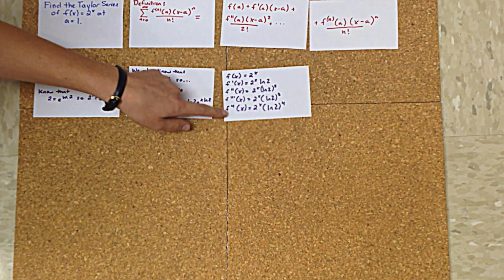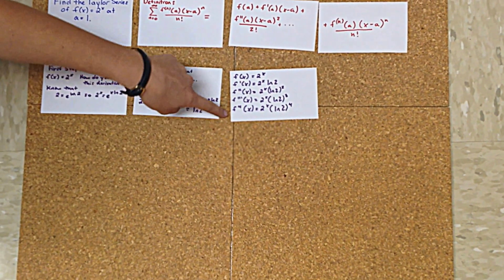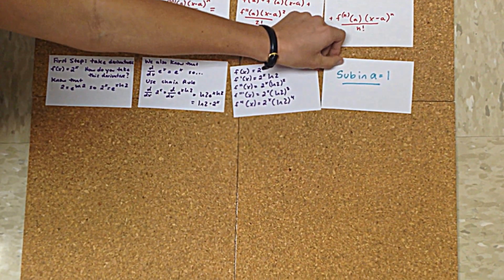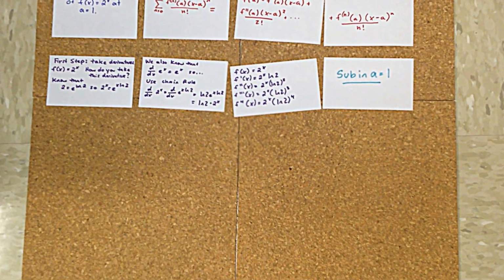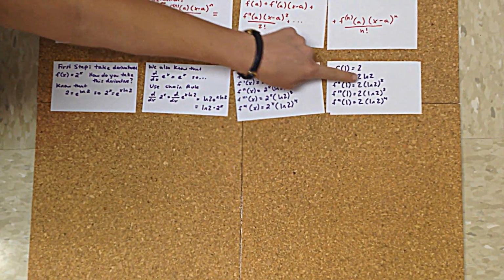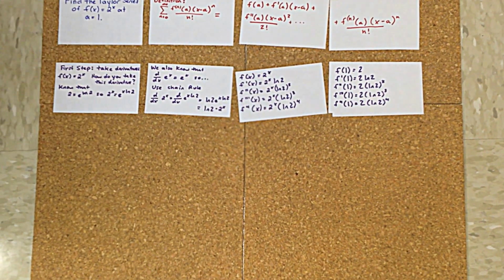And it goes on, and we want to do a few of these derivatives so that we can develop a pattern. And so the next step is to sub in a equals 1. When we do that, we find that 2 to the x goes away and just becomes 2, and then the rest of the terms remain the same.